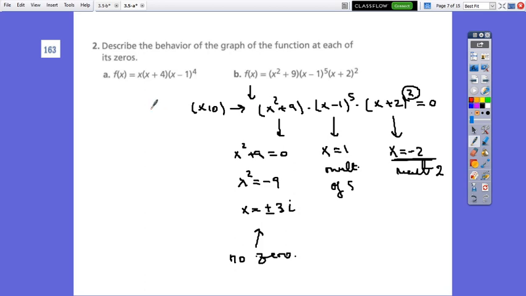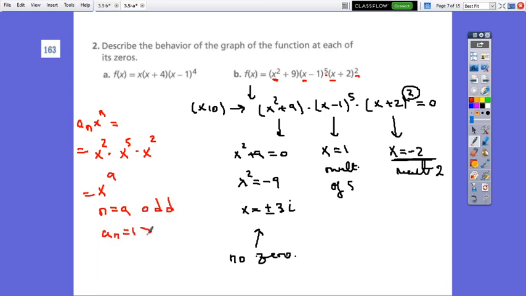The leading term will be x squared times x to exponent 5, times x to exponent 2, which equals x to 9, in which 9 represents the degree, which is odd, and the leading coefficient is 1, which is greater than 0. So the end behavior will be down, up. And at negative 2, as we said, we have multiplicity of 2. So at this point, we will have a parabola.